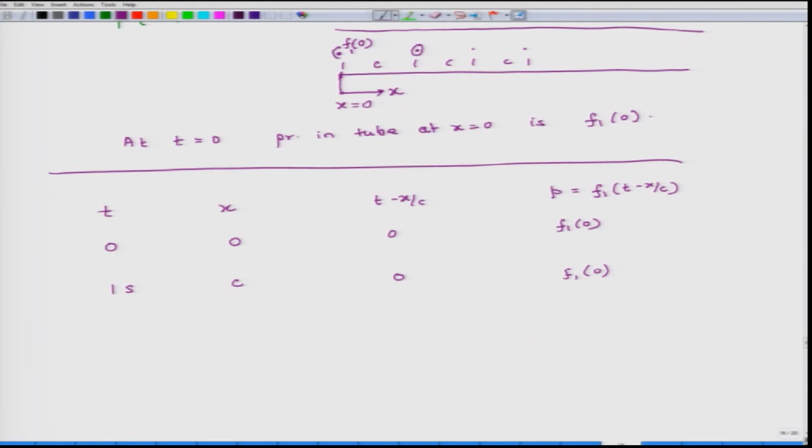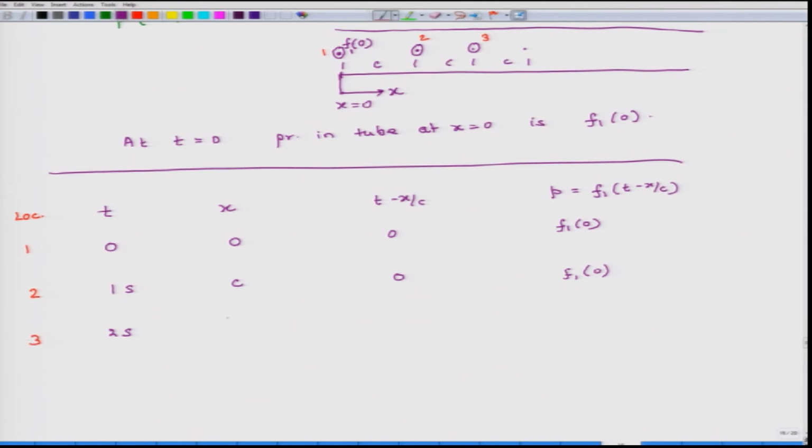This is location 1, f1 0. Consider time 2 seconds. At 2 seconds, we are interested in finding the pressure at location 3. So I will call this location 1, this is location 2, location 3. I will write it here, location 1, 2, 3.